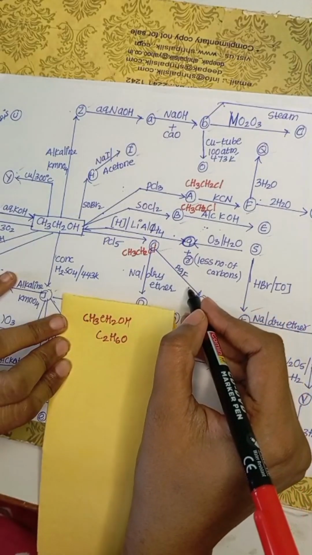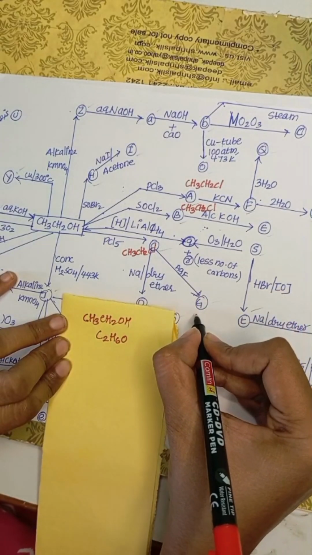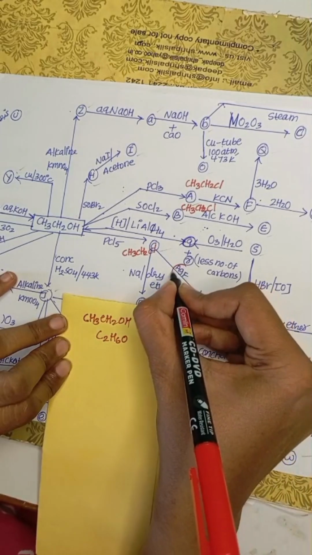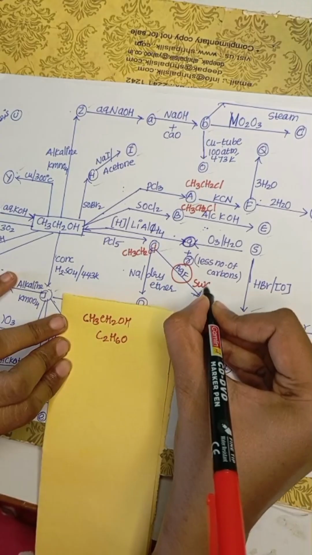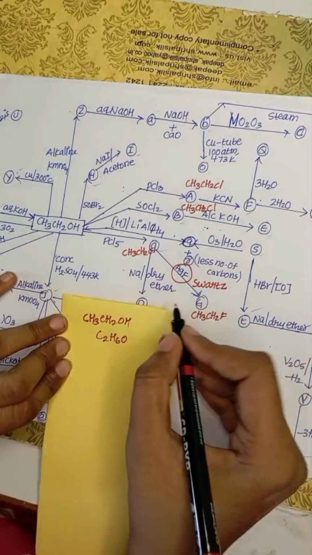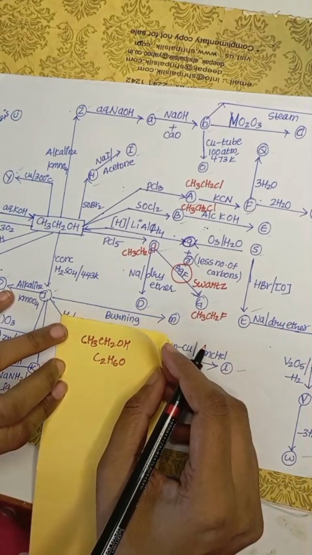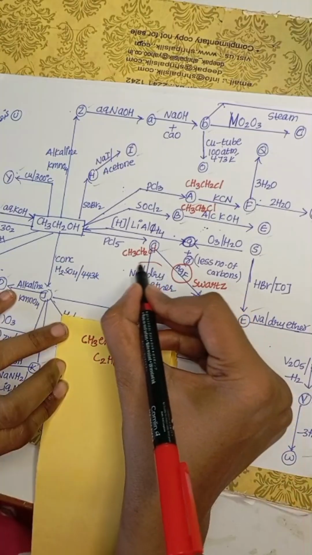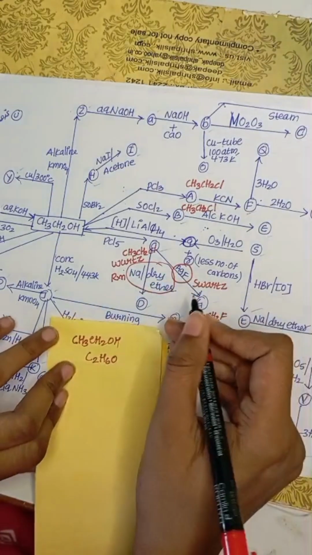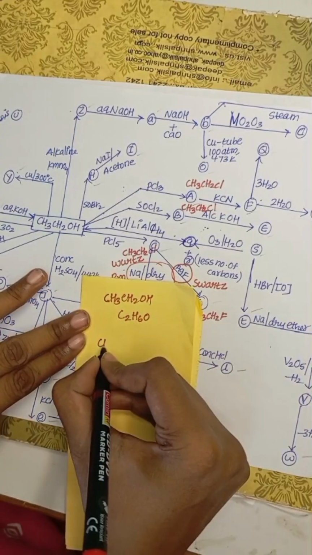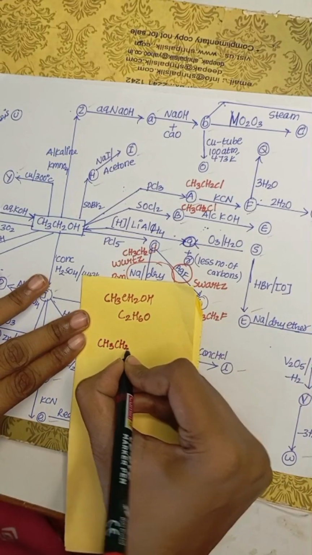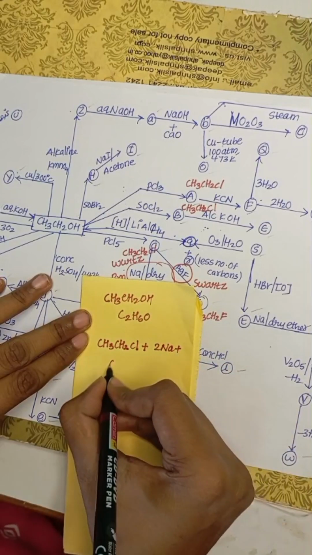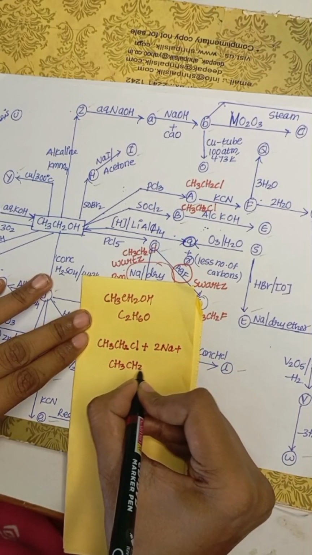When ethyl chloride is treated with AgF, we get ethyl fluoride, which is called the Swarts reaction, otherwise called halogen exchange. Whenever ethyl chloride is treated with sodium in presence of dry ether, it is the Wurtz reaction. Let's discuss how the Wurtz reaction proceeds. CH3CH2Cl plus 2 moles of Na, plus CH3CH2Cl.